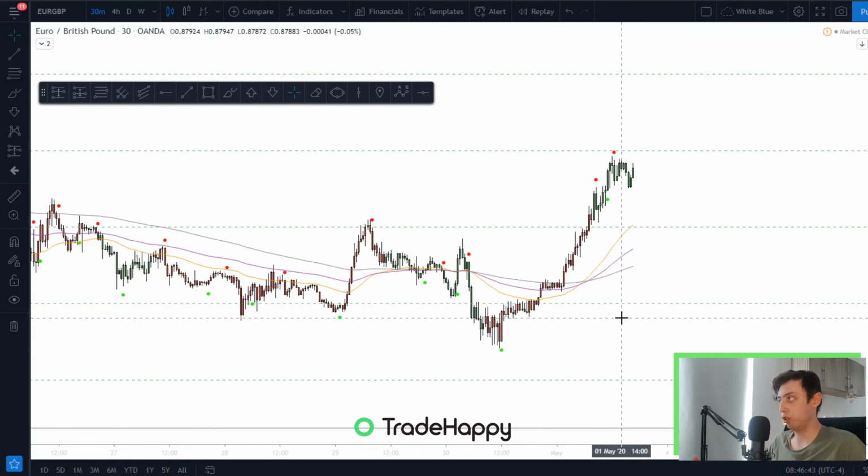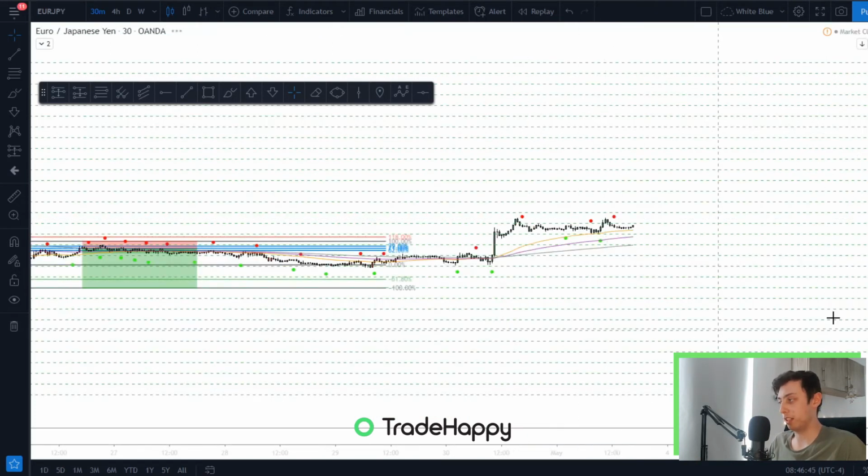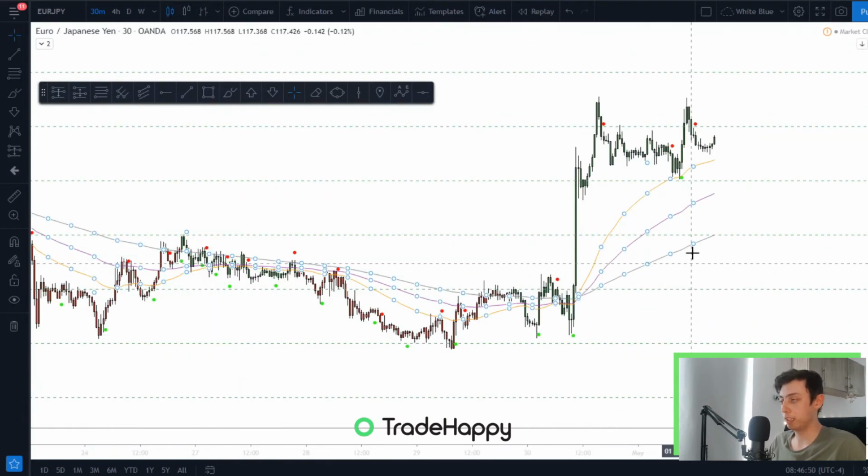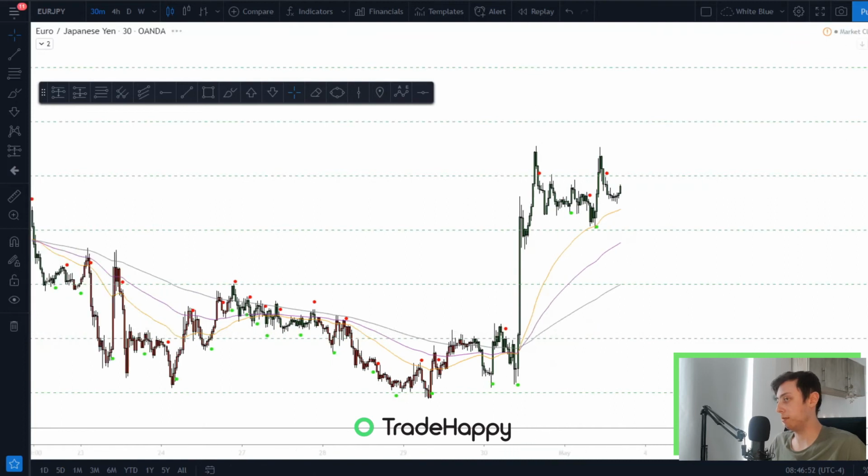But that is a short-term trade. That's not a trade that I would be looking at. But hey, if you're doing short-term trading, you might be having a look at it.